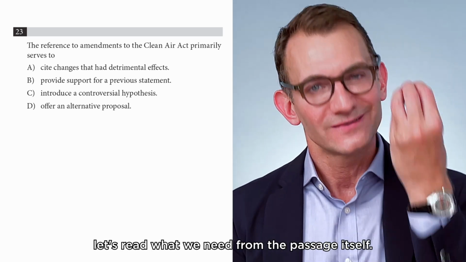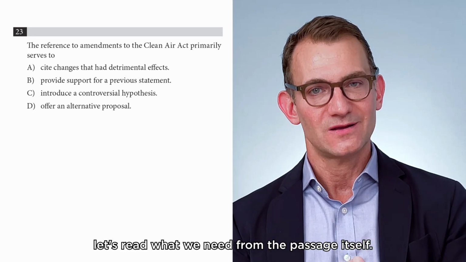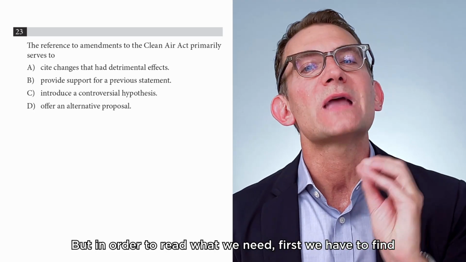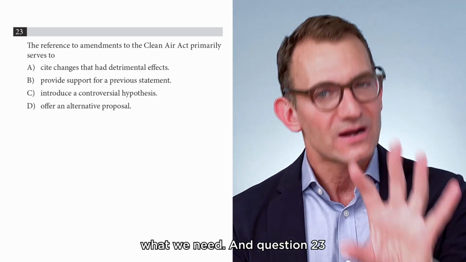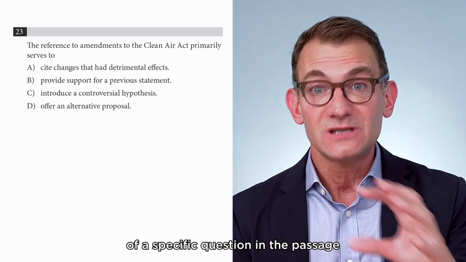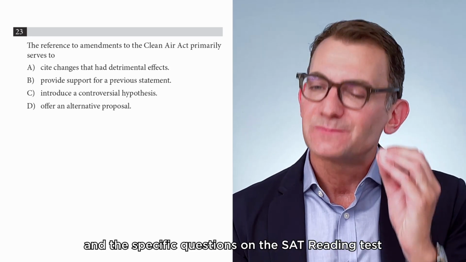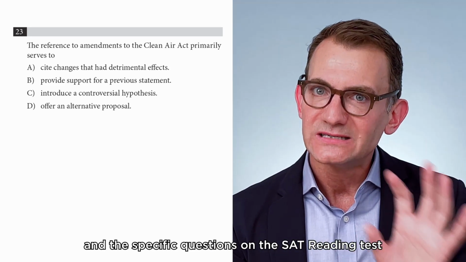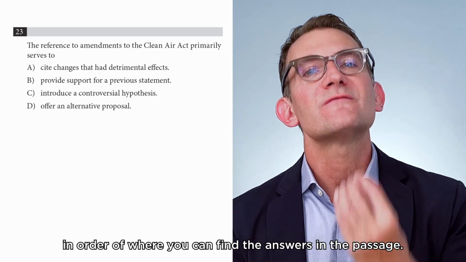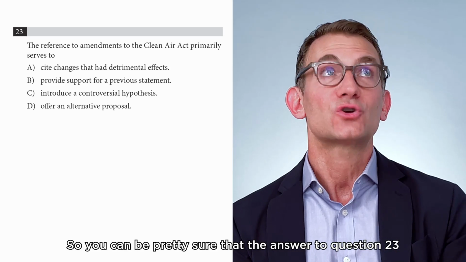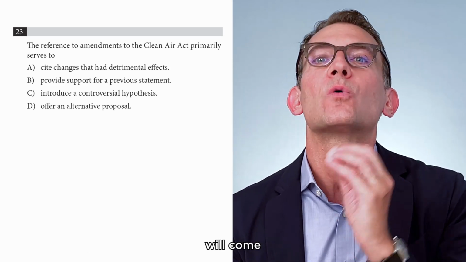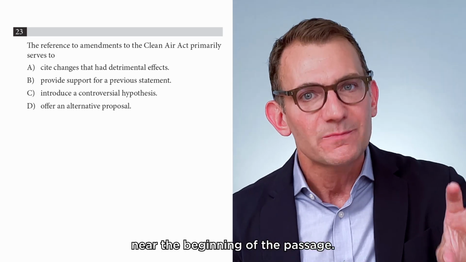Of course, let's read what we need from the passage itself. But in order to read what we need, first we have to find what we need. And question 23 happens to be the first specific question in the passage. And the specific questions on the SAT reading test tend to come roughly in order of where you can find the answers in the passage. So you can be pretty sure that the answer to question 23 will come near the beginning of the passage.